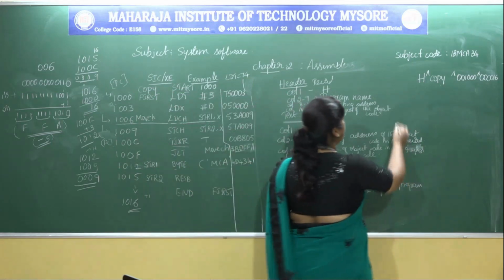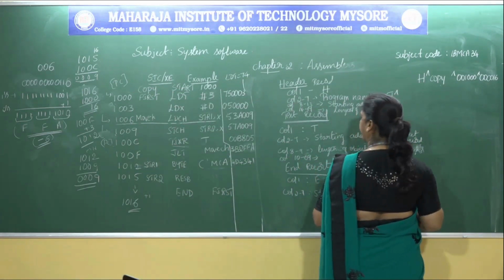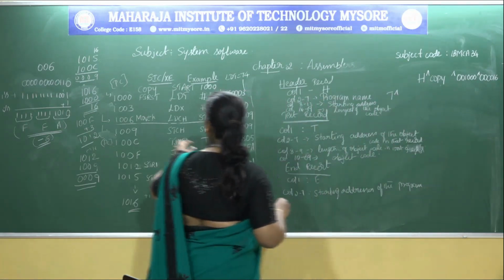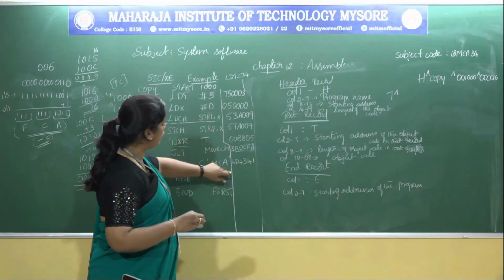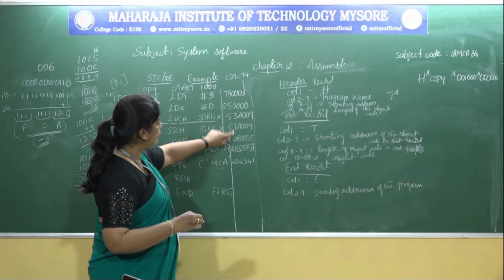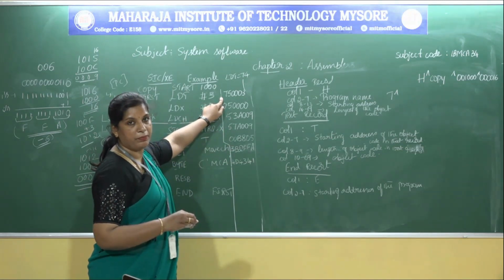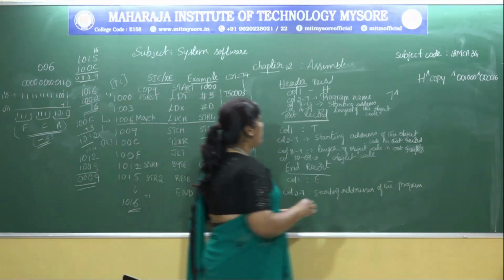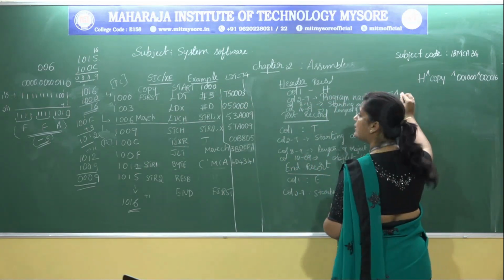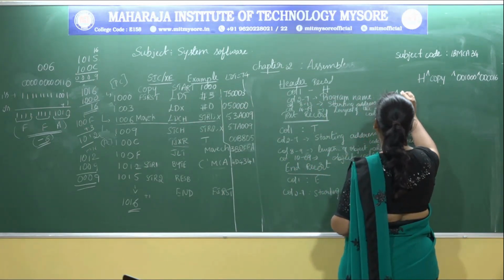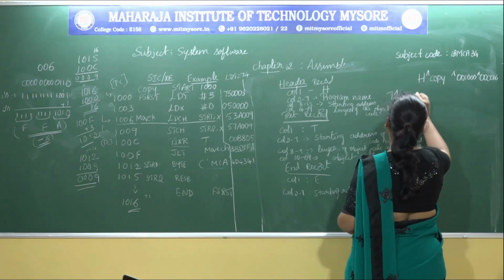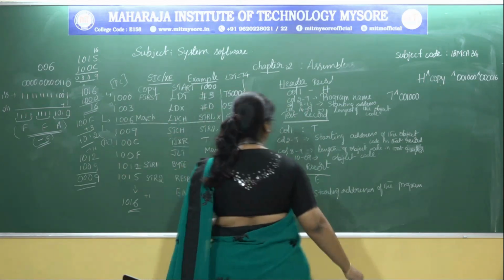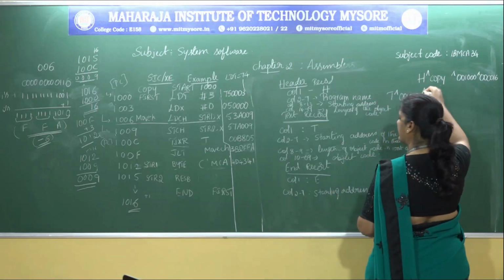Next, the text record is initialized. The first text record holds the starting address of the object code in that particular record. Here, you can observe how many bytes there are from here to here: 1, 2, 3, 4, 5, 6, 7, and 7 into 6 is 42. So the address from which we start in memory is 1000, and I need to mention that starting address of the record, 0010.